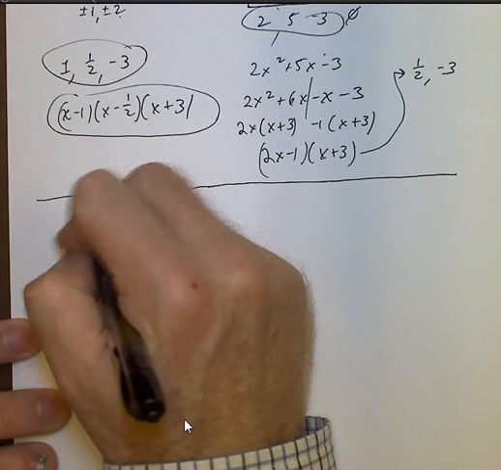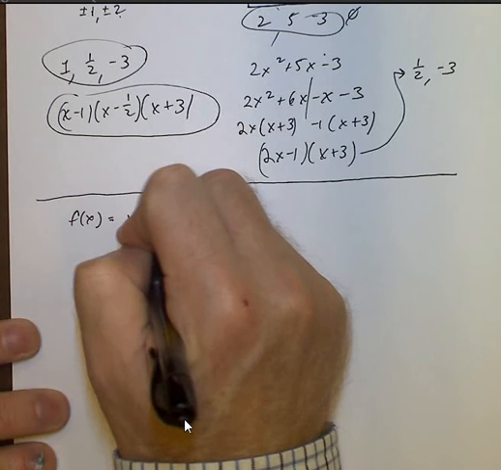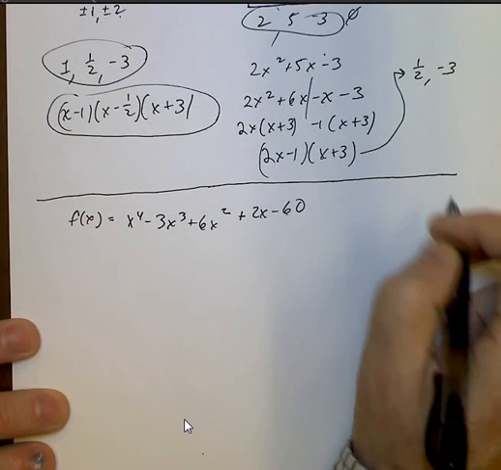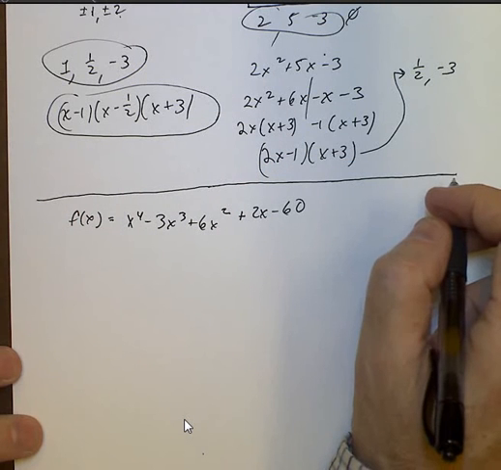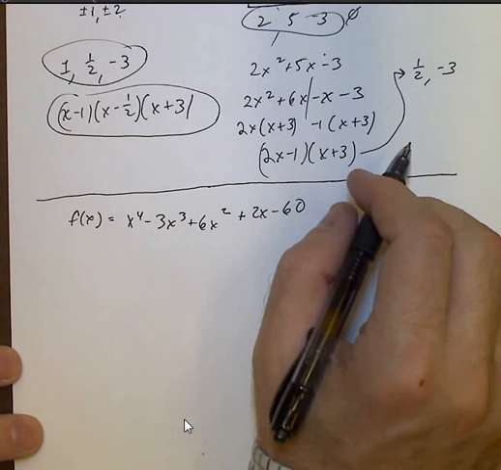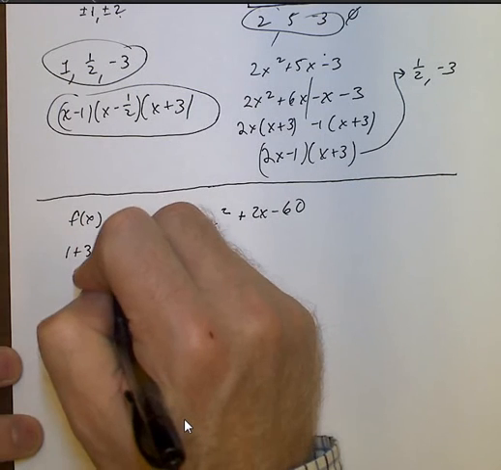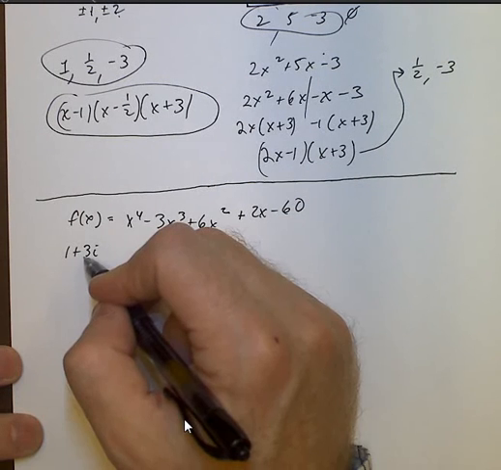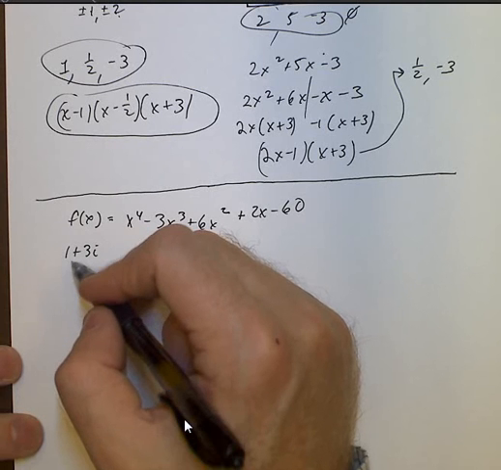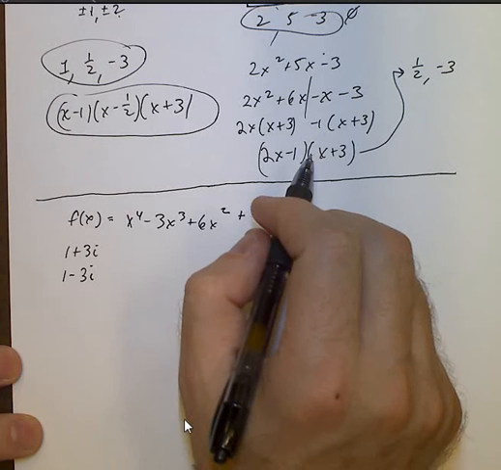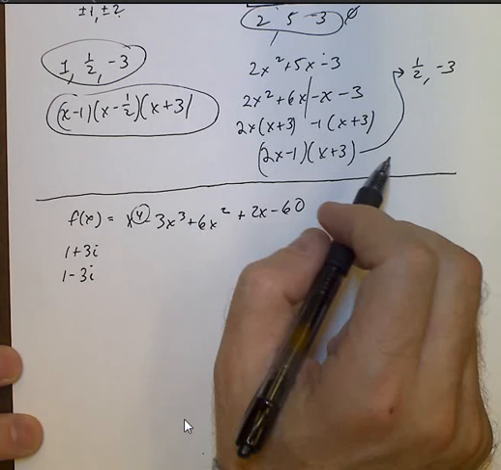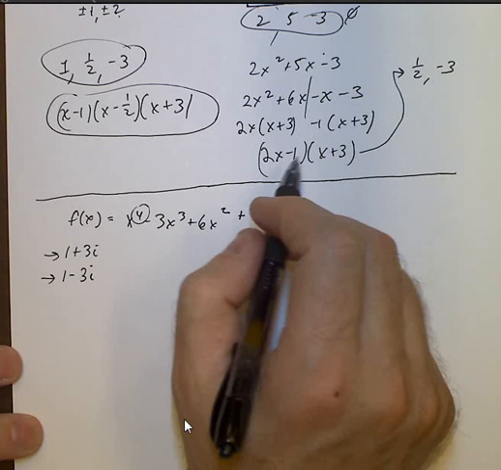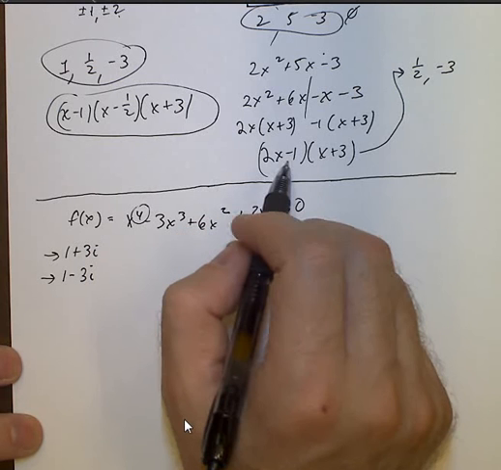f of x equals x to the 4th minus 3x cubed plus 6x squared plus 2x minus 60. Now you've seen this one before, but let me just go through the steps here. This is an x to the 4th. I'm actually going to tell you that 1 plus 3i is one of the zeros. So the first thing I told you in class was anytime you have a complex zero, the complex conjugate is also a zero. So there are 4 zeros in this polynomial. I gave you the first one. You can determine the second one just by virtue of the fact that if 1 plus 3i is a zero, 1 minus 3i also has to be a zero. Now you have 2 of them.